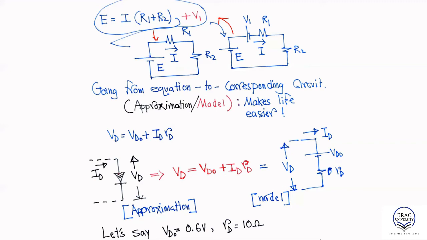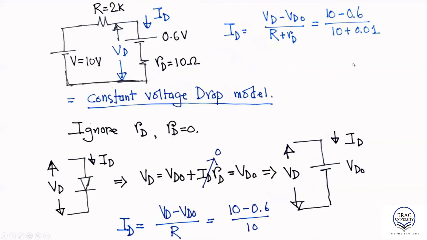So from the real circuit, we got the approximation. From the approximation, we obtain the model. For example, we found out VD naught is 0.6 volt and RD equals 10 ohm. In that case, in that circuit, if we replace the diode with a DC voltage source and a resistor in series, where the DC voltage source is 0.6 and the resistance is 10 ohm, it becomes a very simple circuit, where ID is equal to (VD minus VD naught) divided by (R plus RD), and that is our piecewise linear model.